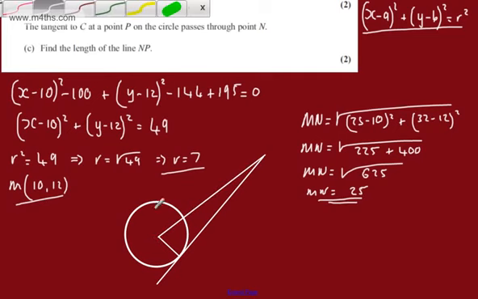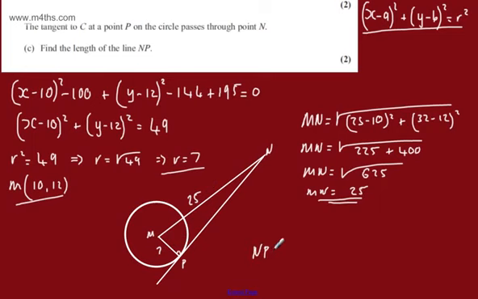So let's just label this up. This now is the centre, so this is M, this is N, and this is some point on the circumference. Here is a right angle. We know that this is 7. We know this is 25. So NP will be equal to the square root of 25 squared minus 7 squared. You might spot this as a Pythagorean triple, and you can say that NP will be equal to 24.